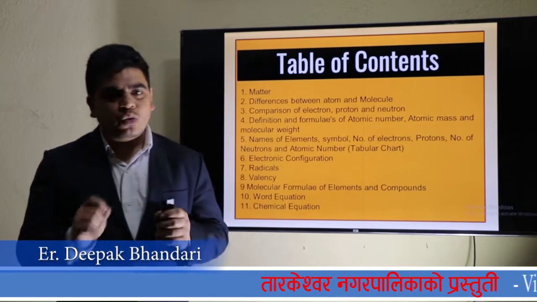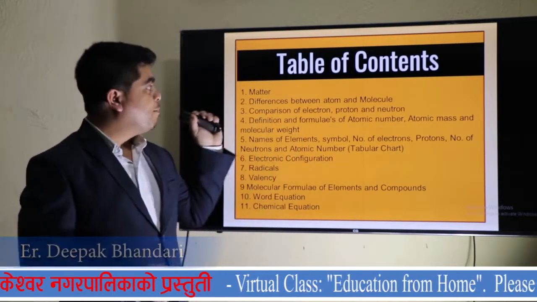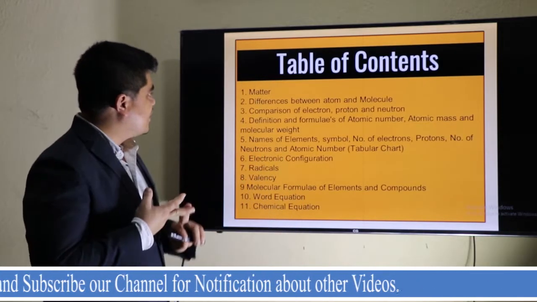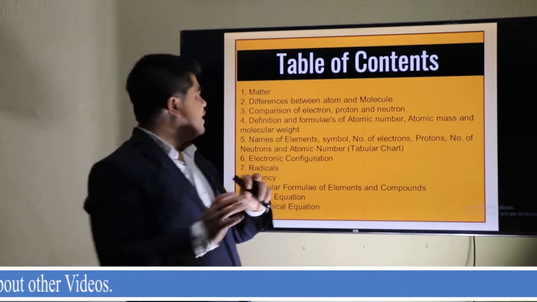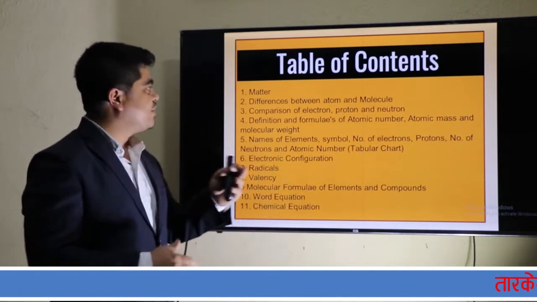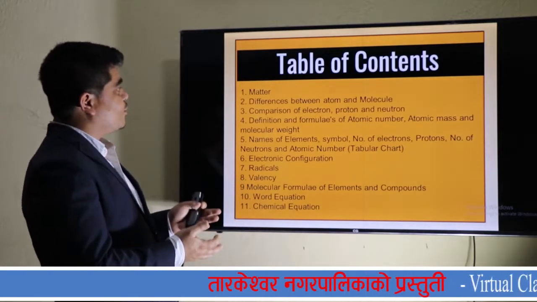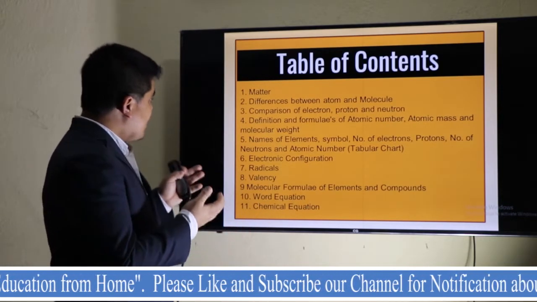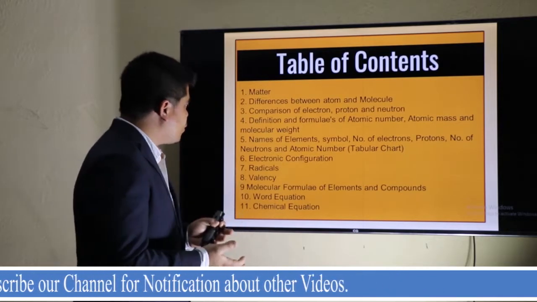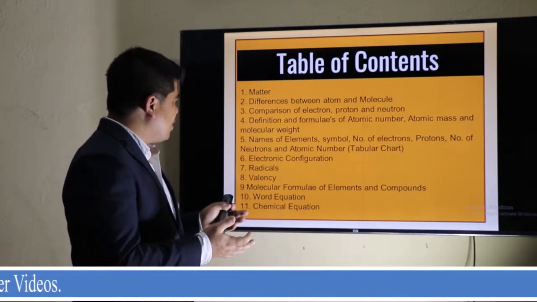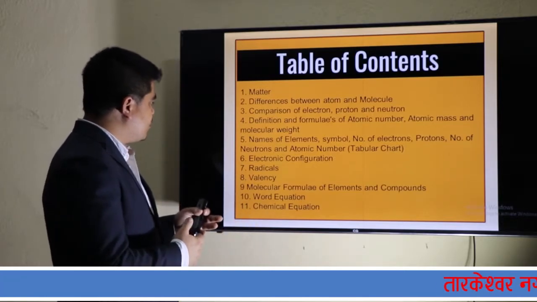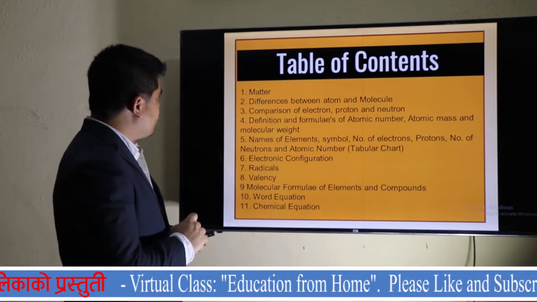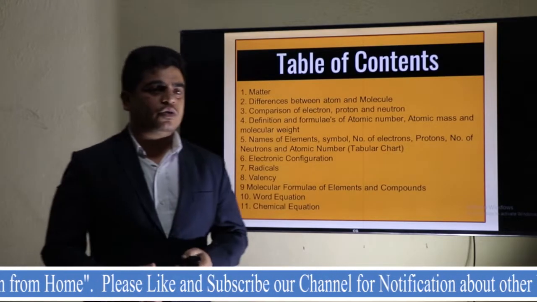So the subject matter that we are going to study from the chapter Matter today: we'll discuss the definition of matter and what it contains, the differences between atoms and molecules, a comparison of electrons, protons and neutrons, the definitions and formulas of atomic number, atomic mass and molecular weight, and the names of elements, symbols, number of electrons, protons, neutrons and the atomic number. And if we have more time, we'll also discuss the electronic configuration. But majorly, we'll discuss some of the basic terms regarding matter.